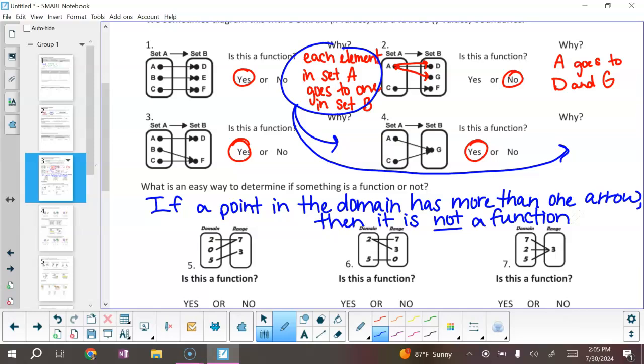I just can't do that at the same time. Another way to think about it is you can't be at school and be at Walmart or the grocery store or the doctor's office at the same time. You have to choose a location to be at. So you can't have more than one arrow coming off of those things.